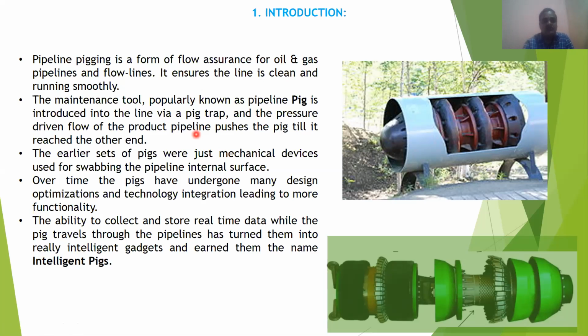The maintenance tool, popularly known as a pipeline pig, is introduced into the line via a pig trap, and the pressure-driven flow of the product in the pipeline pushes the pig till it reaches the other end. Okay. During operations, the pipeline flow itself will push the pig till it reaches the other end. You will come to know what is the front end and the other end, the dead end.